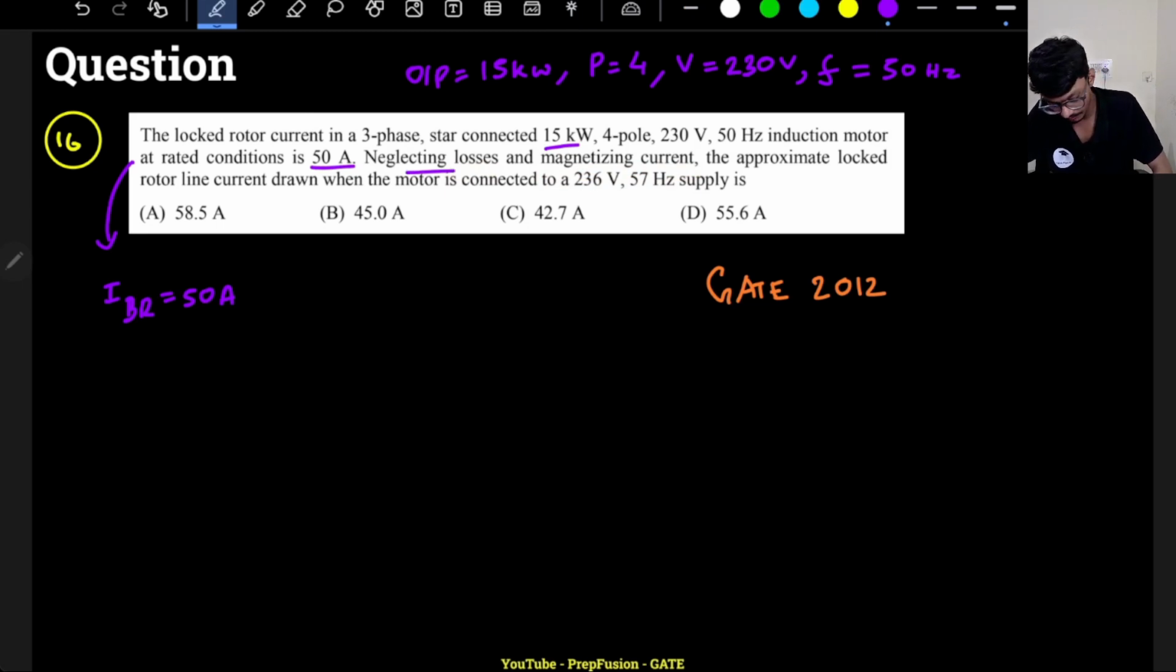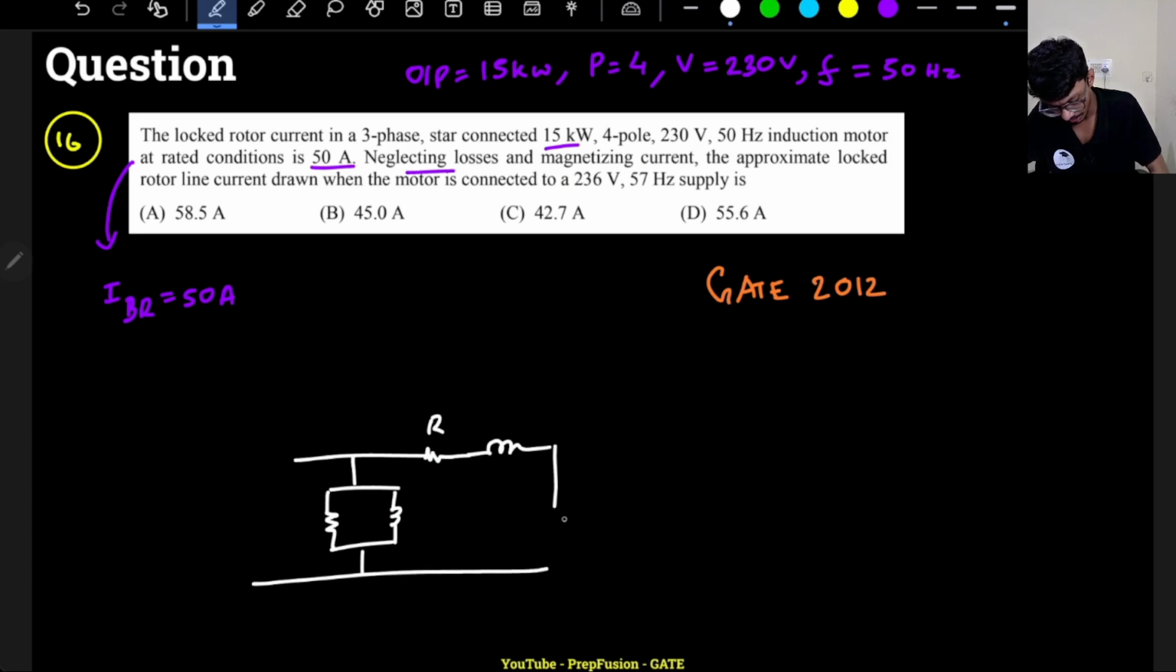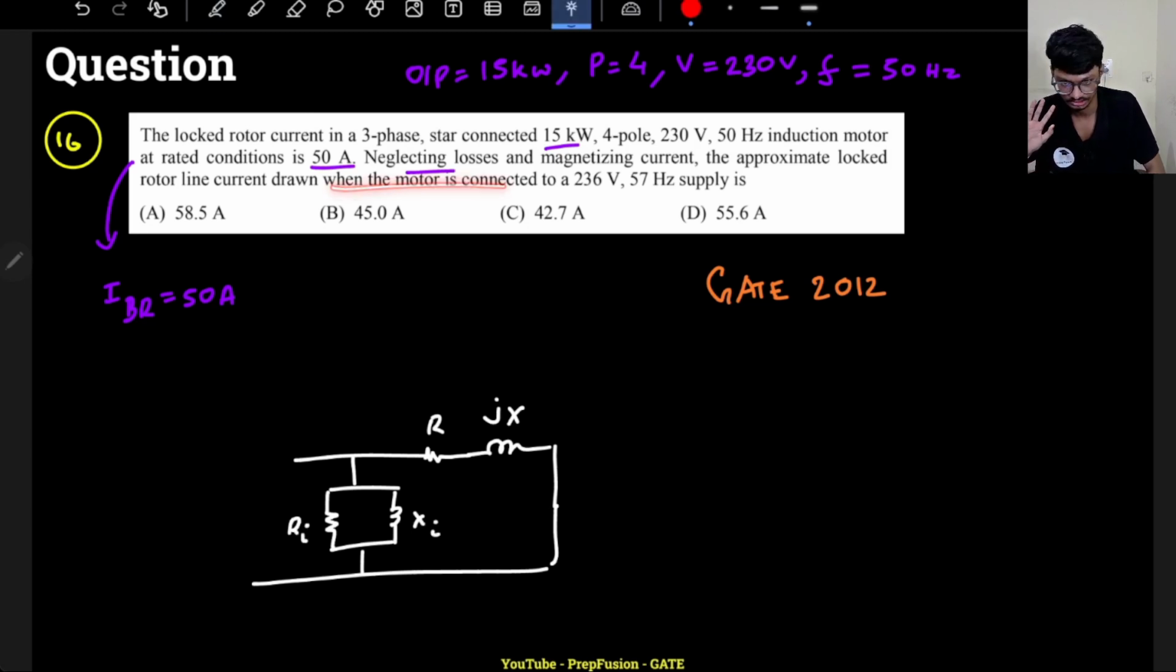In the blocked rotor test, first of all I will neglect the magnetizing current. So what kind of parameters do I have? I have two kinds of parameters. One is the shunt parameter, another one is the series parameters, R and jX. I'm not writing R1 R2, I'm just writing them together. This is R, this is X. Now they're telling me to neglect the losses. Where can losses happen? In this and this.